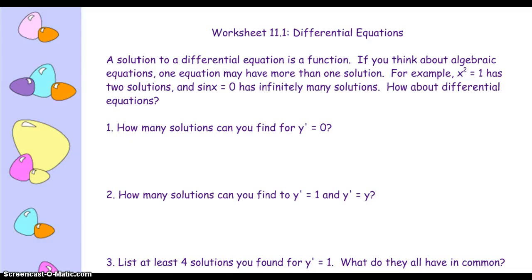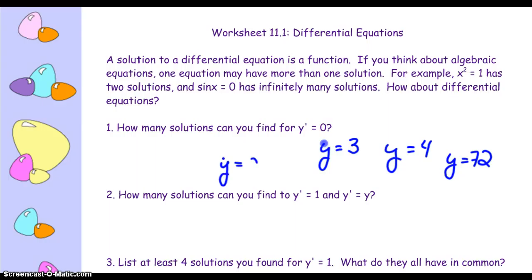Let's look right at number 1. How many solutions can you find for y prime equals 0? Well, let's think about that. What could I have taken the derivative of and gotten 0? Oh, any constant, that's right. So it could be y equals 3, y equals 4, y equals 72. And let's just sum that up with y equals c.